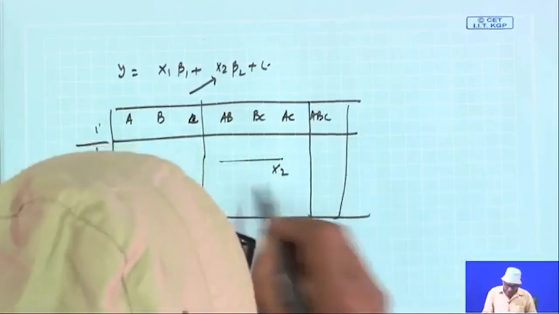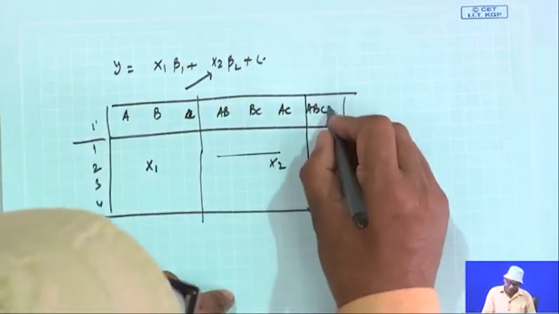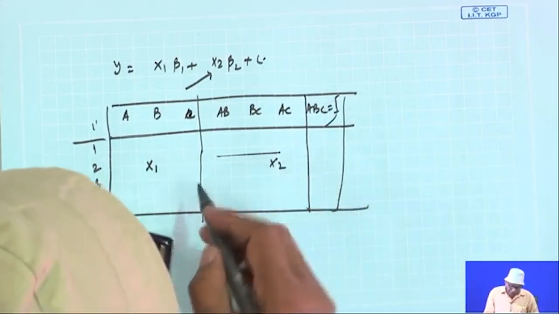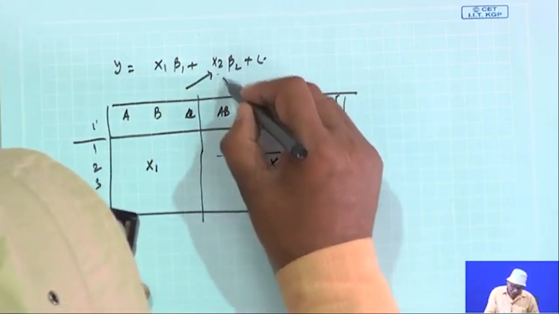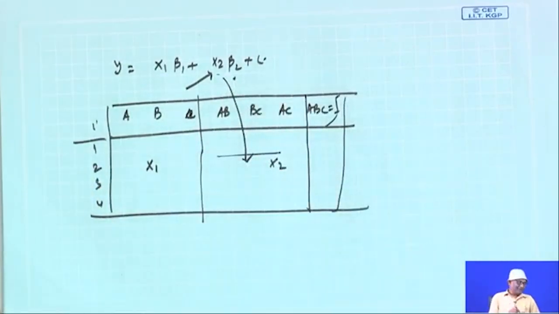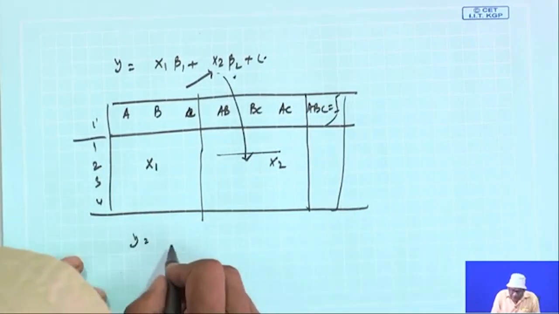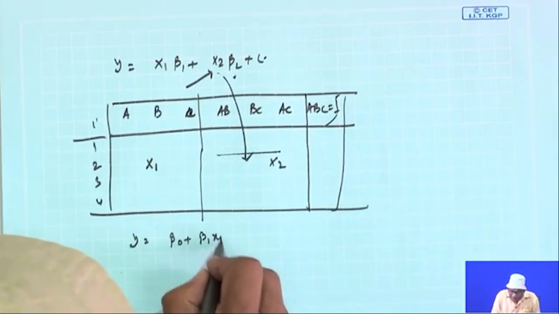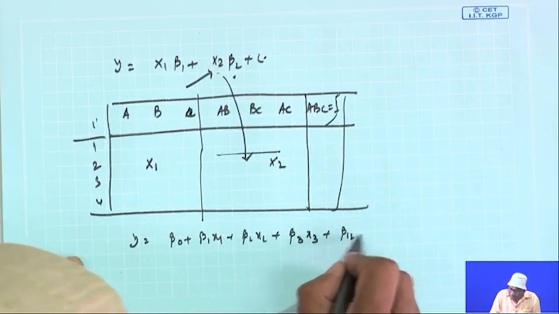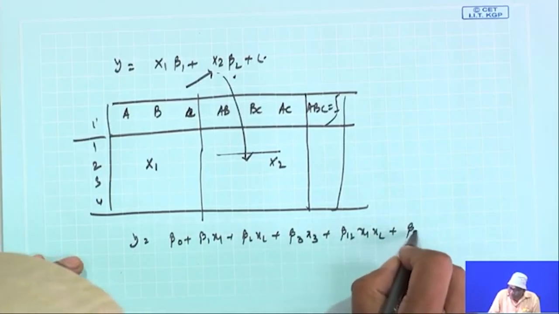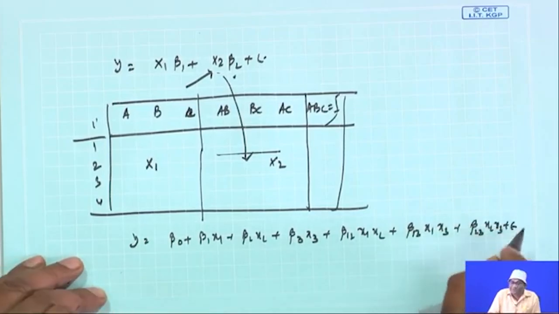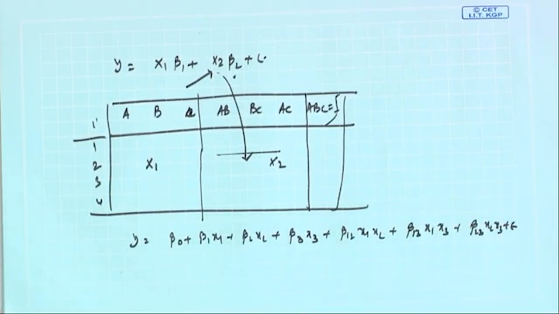Now, this is X2, ABC is equal to I with the beta 0 part. So now, if the true model is where X2 is the design matrix and beta 2 is basically all the interaction parameters, then our y equals beta 0 plus beta 1 x1, beta 2 x2, beta 3 x3, beta 12 x1 x2, beta 13 x1 x3 plus beta 23 x2 x3 plus epsilon.